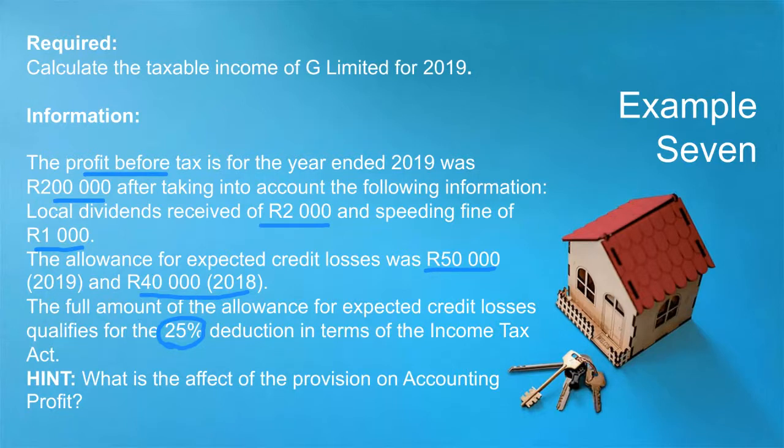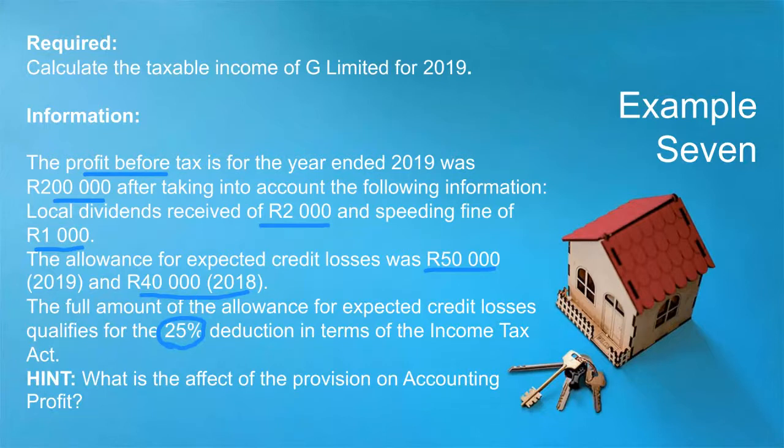You need to remember that for accounting profit, we would only account for the movement. So the movement is what? We moved from 40,000 in 2008 to 50,000. So yes, the provision has increased by 10,000 rand.